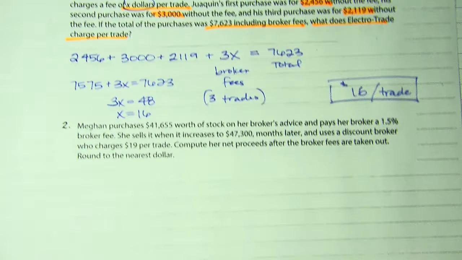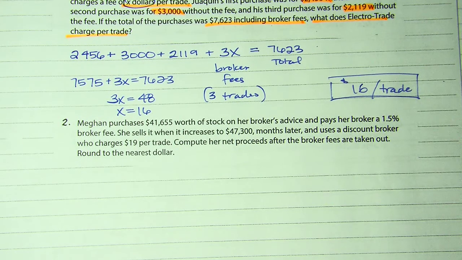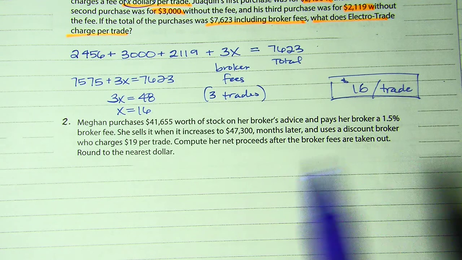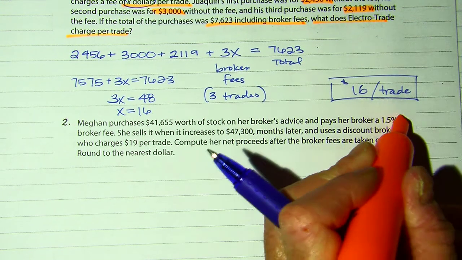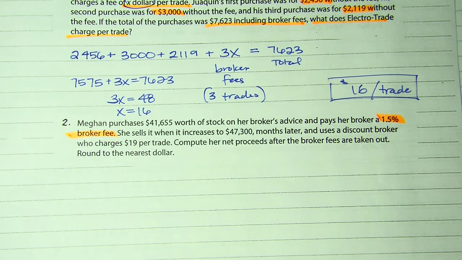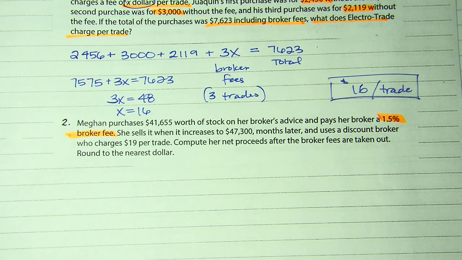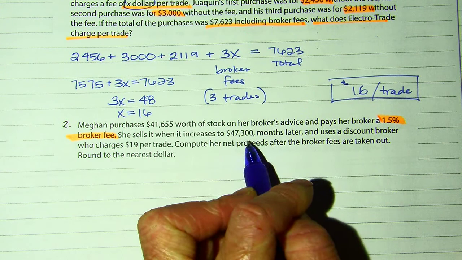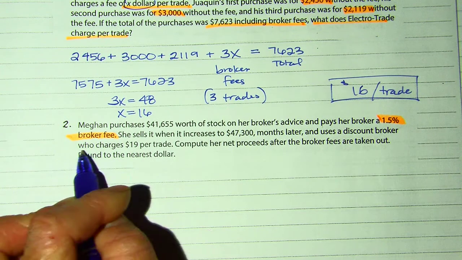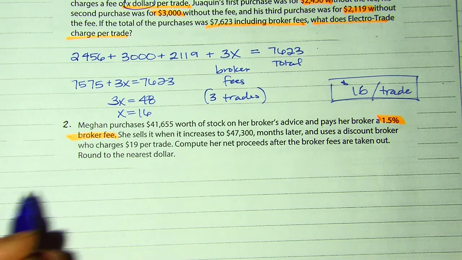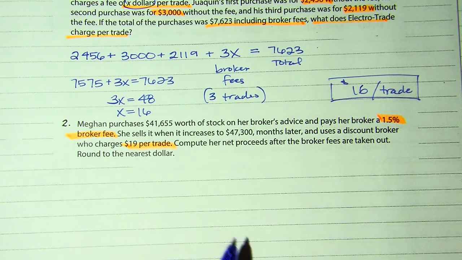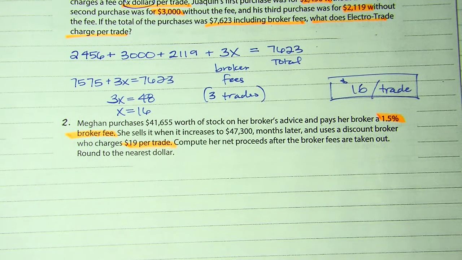Megan purchased $41,655 worth of stock on her broker's advice, and this time is charged 1.5%. Brokers can either charge per trade or they can charge a percent of the sale or trade. She sells it when it increases to $47,300 and uses a discount broker who charges $19 per trade. Compute her net proceeds after the broker fees are taken out.